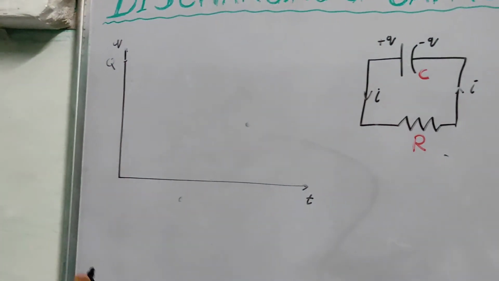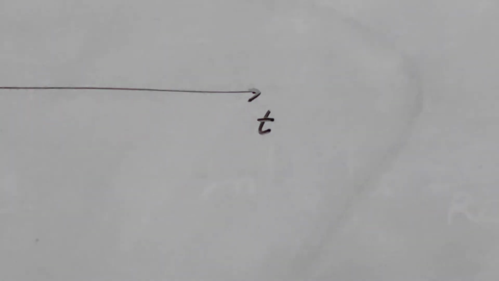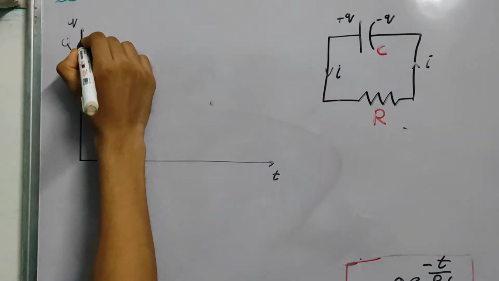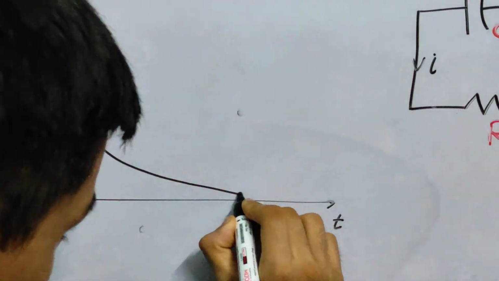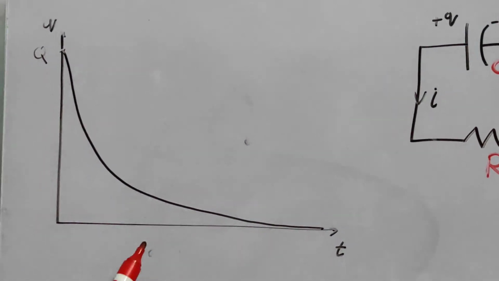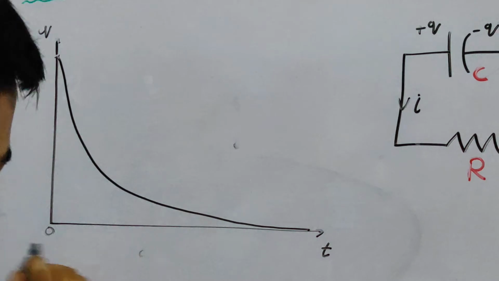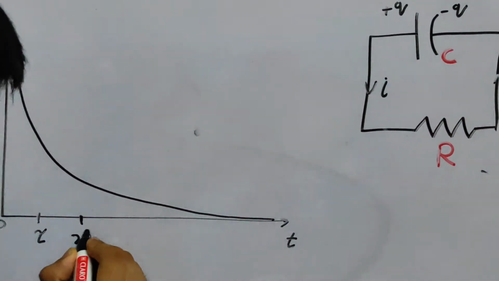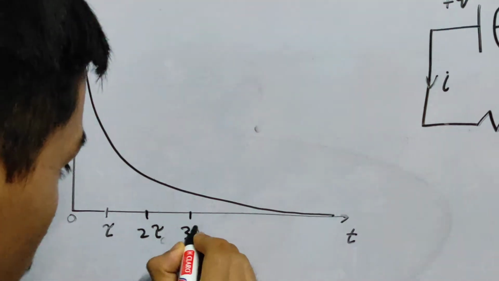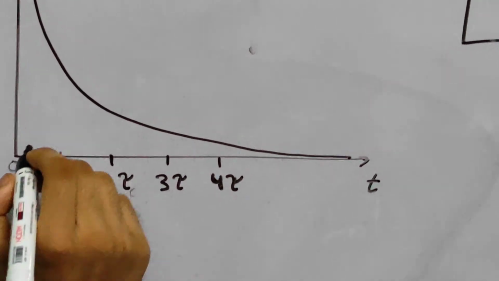Now how does this vary with time? If you graph this, this is time, and that's how it will look. Then we can mark these as tau, this is 2 time constants, 3 time constants, 4 time constants, and so on.